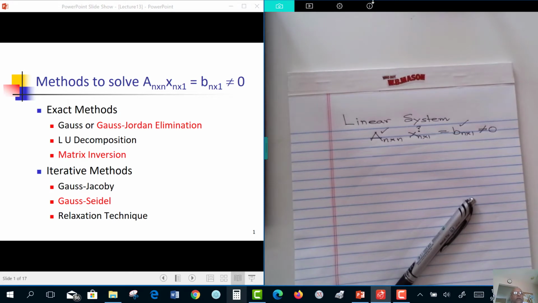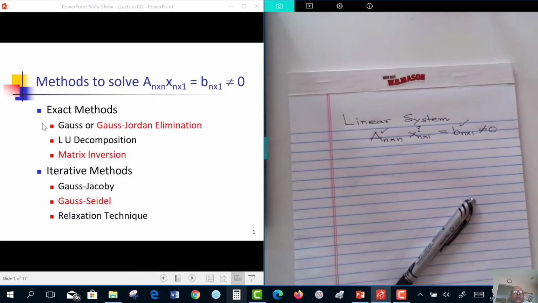So there are two categories of methods, one called exact methods. So these are mathematical methods. If we do them with perfect machines, we will get true solution or exact solution. Within exact methods, there are families of methods called elimination methods, among them Gauss or Gauss-Jordan elimination. There are LU decomposition methods, and there is the concept of matrix inversion. So we are going to talk about Gauss-Jordan elimination and matrix inversion.